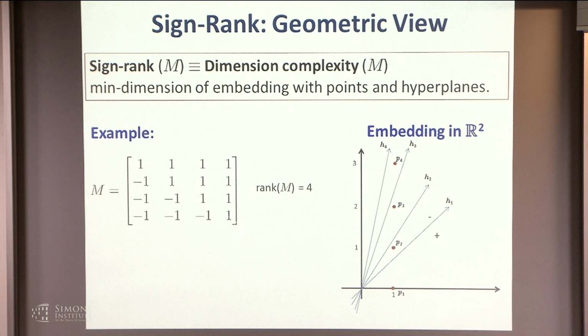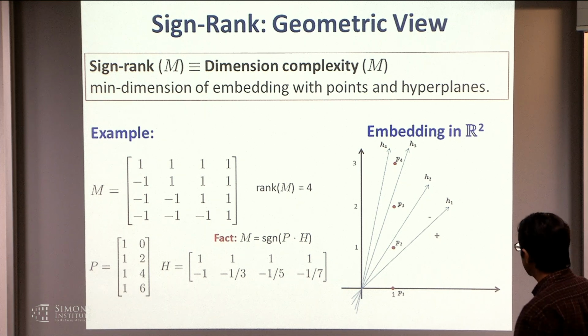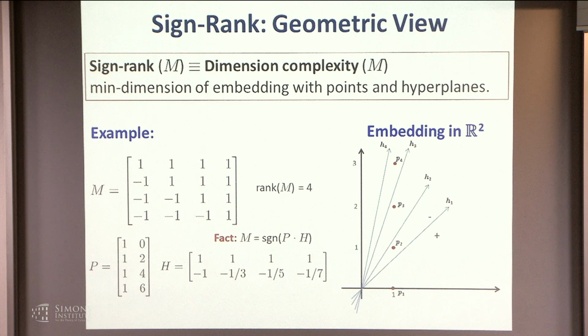So in this case, I just place these points on a line in two-dimensional Euclidean space, and of course these are the hyperplanes that are shooting through the origin, and it's not hard to see that if I take the product of these points and hyperplanes, this exactly represents in sign this matrix, right? And this is just in 2 dimensions. So no matter what the dimension of this matrix was, such a matrix has sign rank, somewhat surprisingly, only 2.